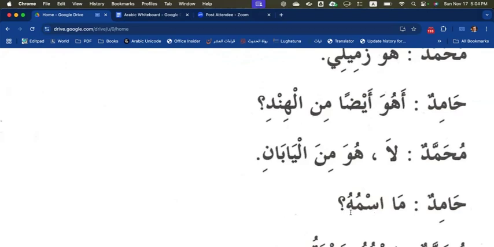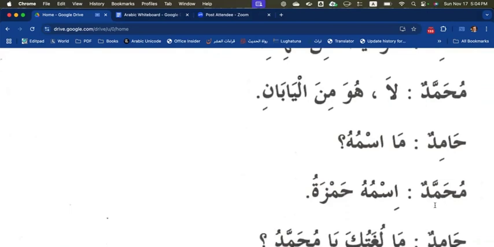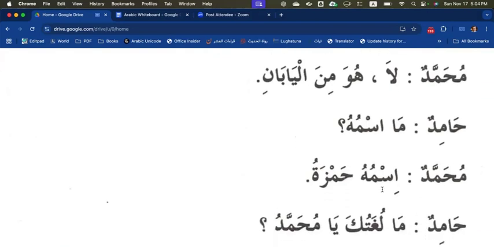ما اسمه؟ ما اسمه؟ By the way, there's no kasra here, but I know it is ism. I'll talk about that later. I don't want to introduce too many concepts right now. What is his name? ما اسمه؟ Then Muhammad says, Mehvish? اسمه حمزة. His name is Hamza. Okay.